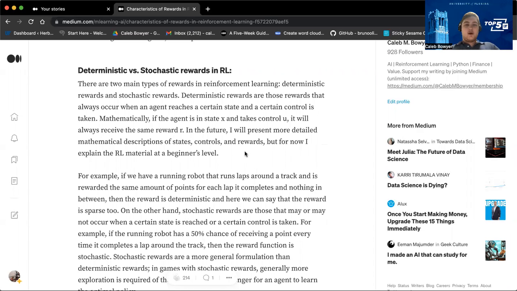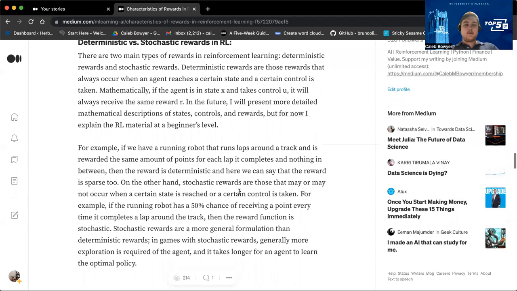In the future, I will present more detailed mathematical descriptions of states, controls, and rewards, and we'll even do projects where you'll see the rewards being received in real time by an agent being trained in a simulation. But for now, I explain the RL material at a beginner's level.